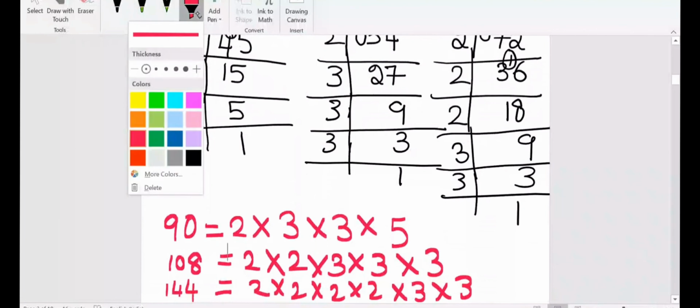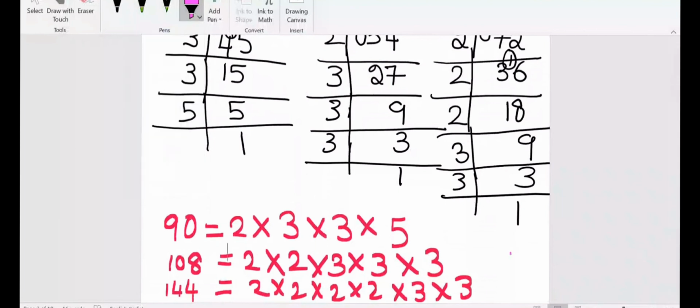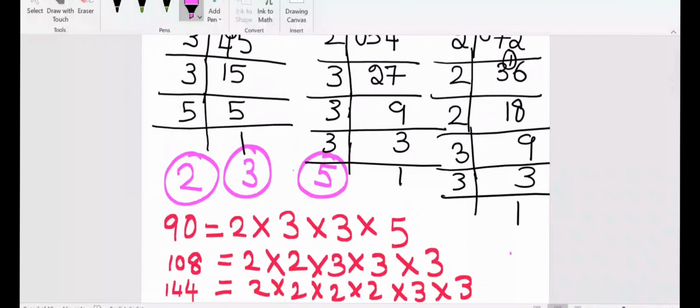So now we should find out which are the common factors, and which are not common also. 2 is repeated, so I'll write 2. Now 3 is repeated, 3. Now what is the other number that did not come with 108 and 144? 5. So I should take 5 also here. I should keep in mind that 5 came with 90, otherwise my answer will go wrong.